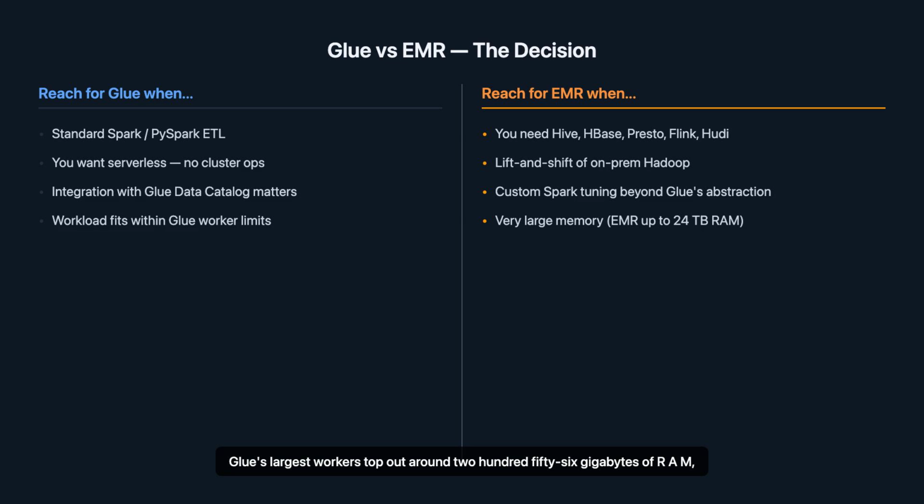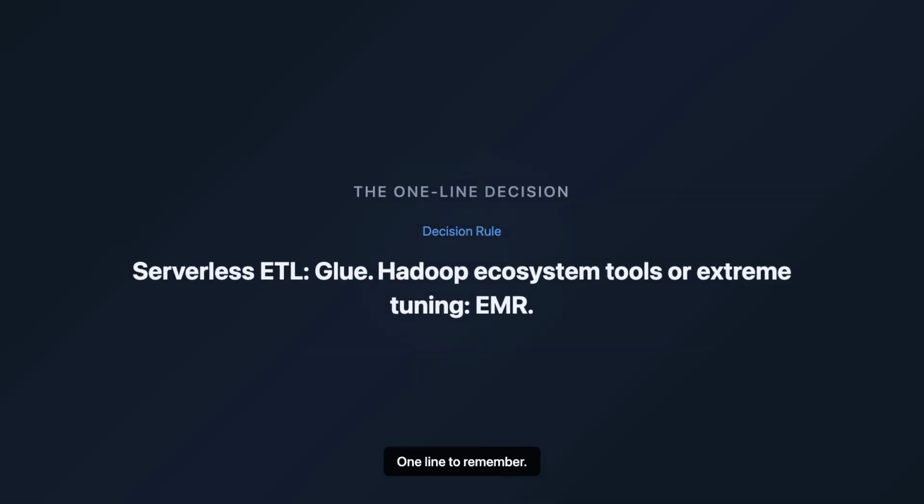Glue's largest workers top out around 256 gigabytes of RAM, while EMR can run on EC2 high memory instances with up to 24 terabytes. One line to remember: serverless ETL means Glue. Hadoop ecosystem tools or extreme tuning means EMR. If the question names Hive, HBase, Presto, or Flink, that's EMR automatically. If the question says least operational overhead with plain Spark, that's Glue.